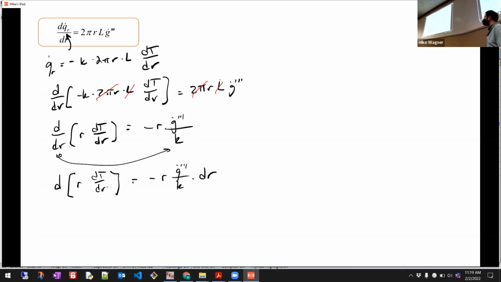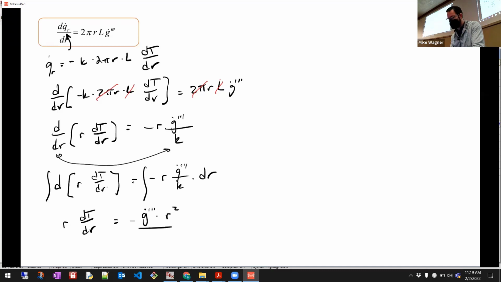Okay, now we can integrate this. Right? Let's just integrate both sides. So let's integrate this side, integrate this side. The integral of a differential on the left is just that term. We just get the term back, r dT/dr. And on the right-hand side, we have the integral of minus r times some constant stuff. So here we end up with minus g dot triple prime times r squared divided by 2, so 2 times k, plus a constant of integration.